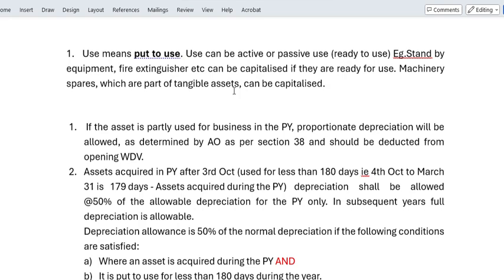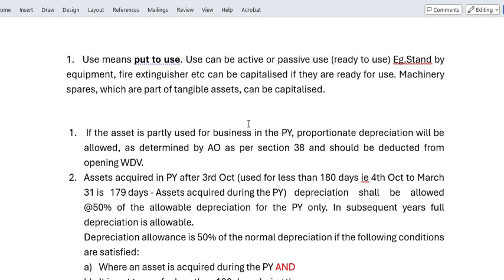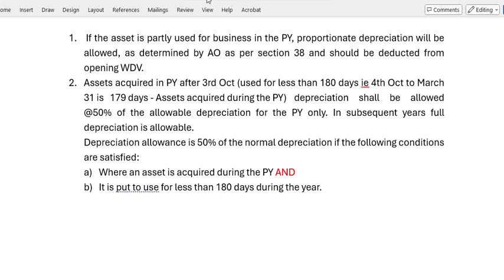Now, put to use. What is put to use? When you say put to use, it can be active use or passive use. But if it is ready to use, it can be considered as put to use. Standby equipment, fire extinguisher, etc. can be capitalized if they are ready for use. Machinery spares which are part of tangible assets can be capitalized.